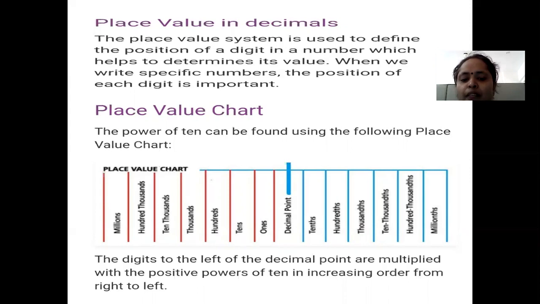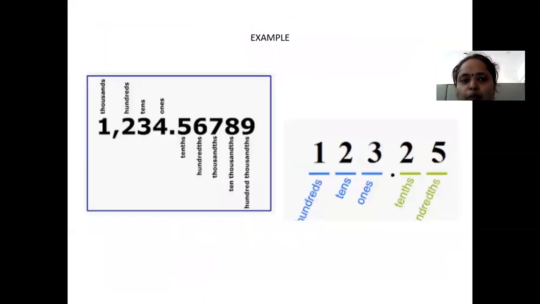The digits to the left of the decimal point are multiplied with the positive powers of 10 in increasing order from right to left. Let's see an example. 1234.56789. If you observe here, 1 is in the thousands place, 2 in the hundreds place, 3 in the tens place, 4 in the ones place. And after the decimal point, we have 5 in the tenths place, 6 in the hundredths place, 7 in the thousandths place, 8 in the 10,000ths place, 9 in the 100,000ths place.